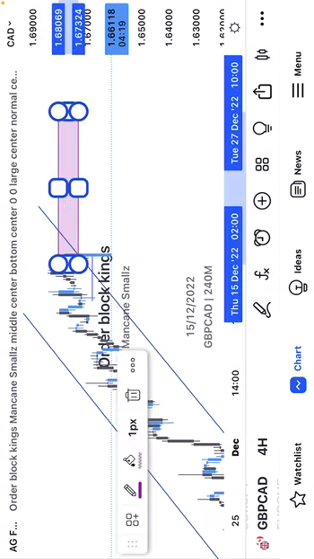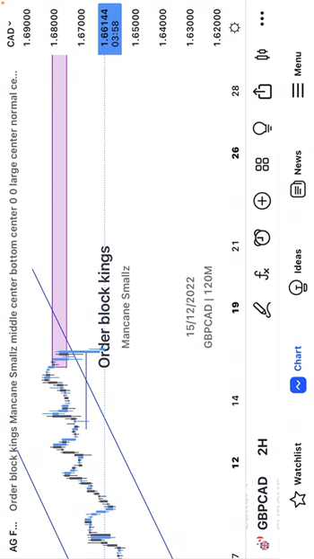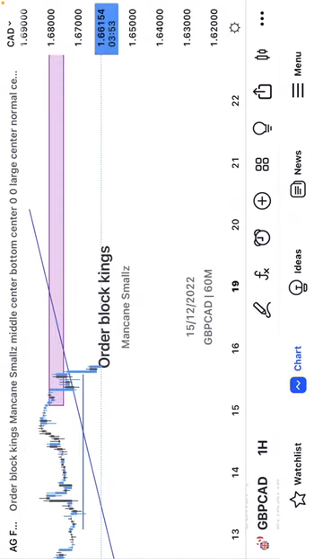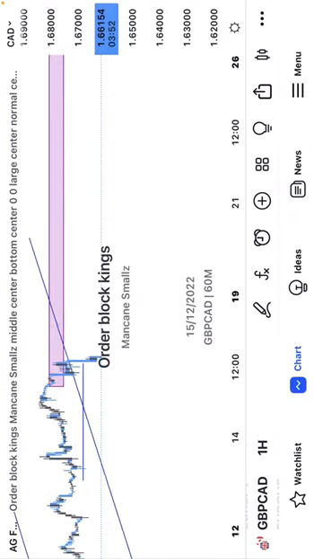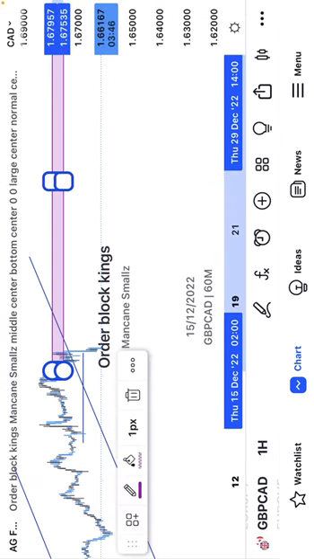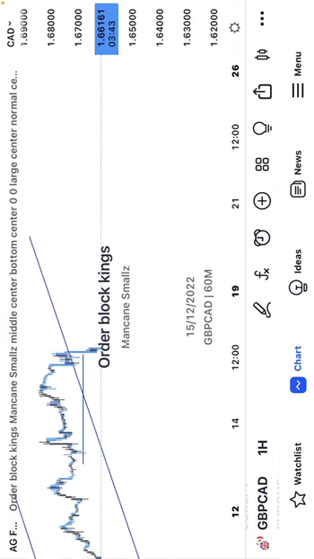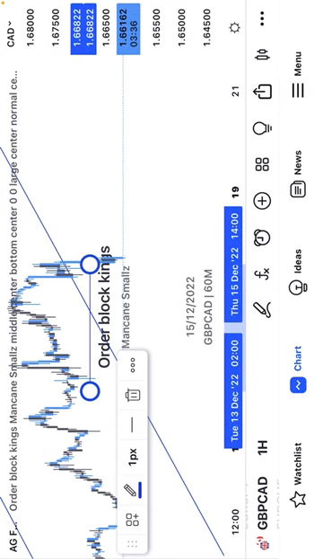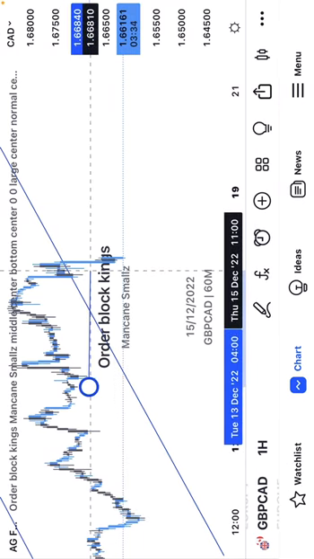This is H3, H2. Yes, on H2 we have a clean zone. Then now H1, let me use H1. Okay, so on H1 you can see that we have a clean zone. We just took out the previous lower low, right?